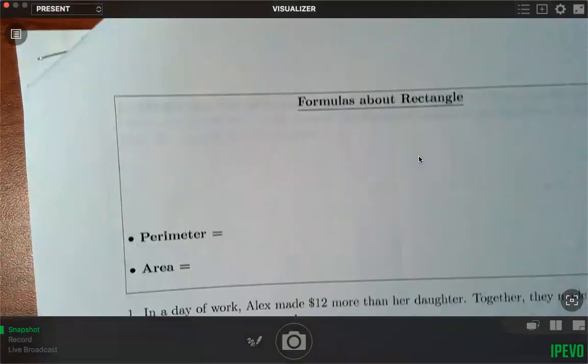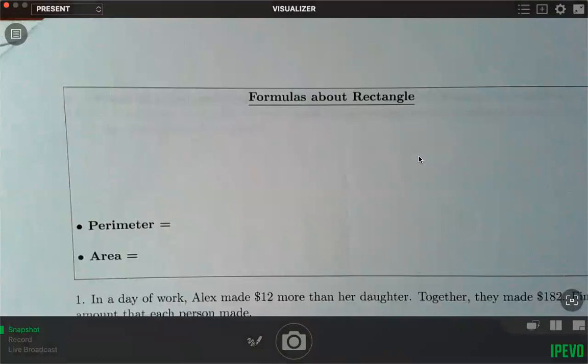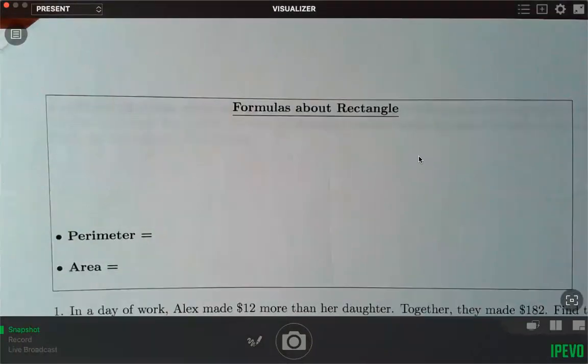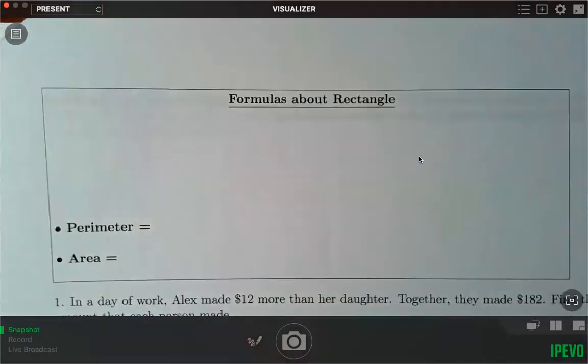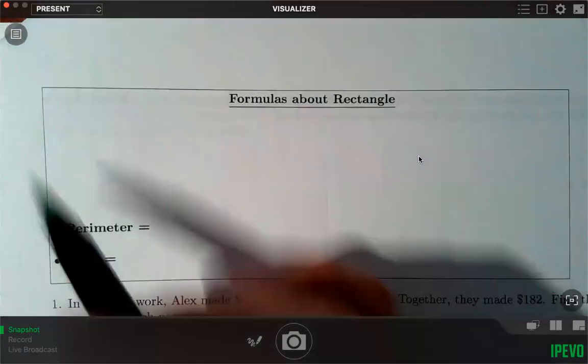Okay, now rectangle. So all of you have seen a rectangle before. How does a rectangle look like? I don't really understand the question. That right? Indeed, yes, that's the rectangle.